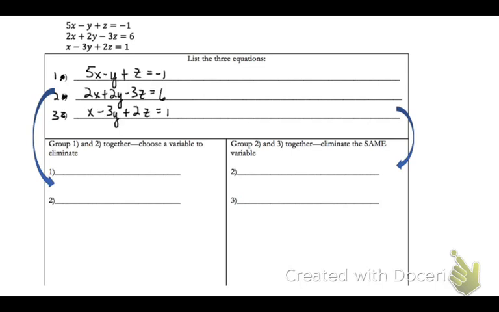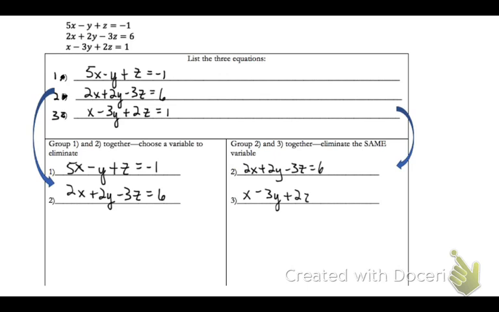Okay, so we have our equations listed in order, and now we're going to group the first and the second one together. So we're just going to rewrite our first equation, being really careful that we get all the signs correct, because any little mistake there will cause a mistake through our problem. And then we're going to copy down our second and third equations. We're just grouping them together so that we can eliminate one variable and get a manageable 2-equation system.